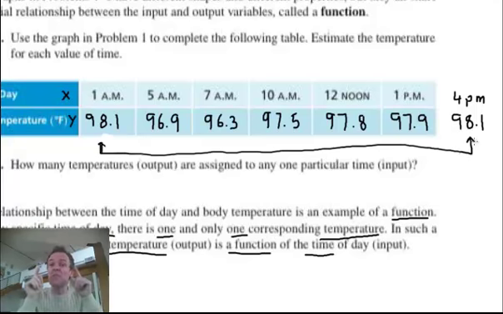It can't have two different temperatures. But two different times of day can have the same temperature. That makes sense, doesn't it? My body temperature can be 98.1 at 1 in the morning and 4 PM at night. So can you see that the same temperature can come from two different times of day, but one time of day can't have two different temperatures. This is why this is a function. It's okay to have those two same body temperatures for two different times of day. Now let's have a look at some definitions.